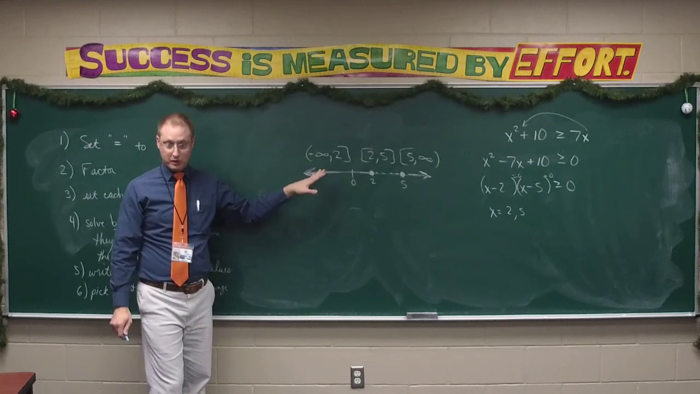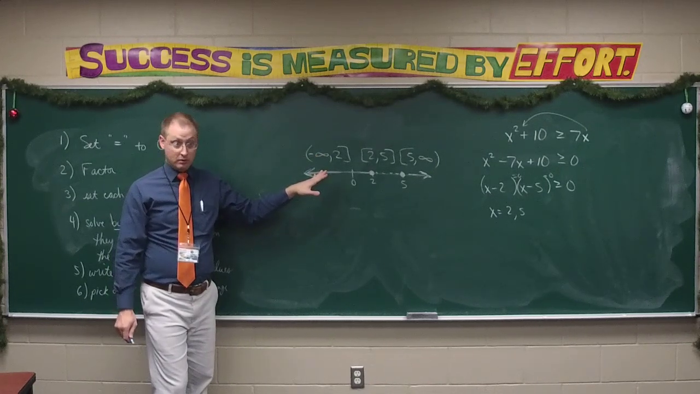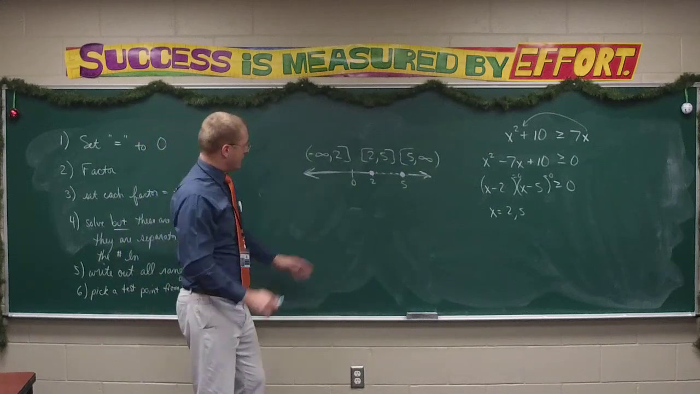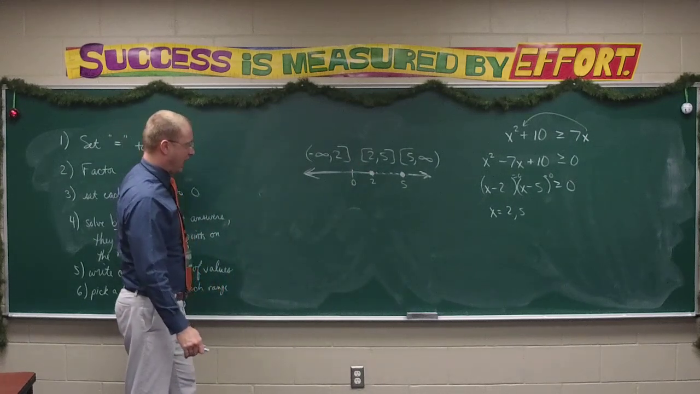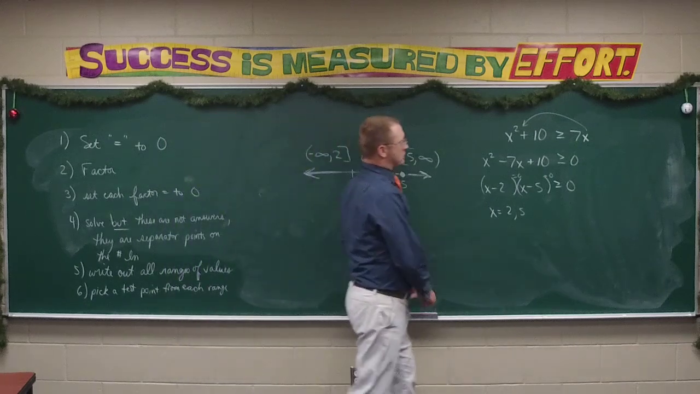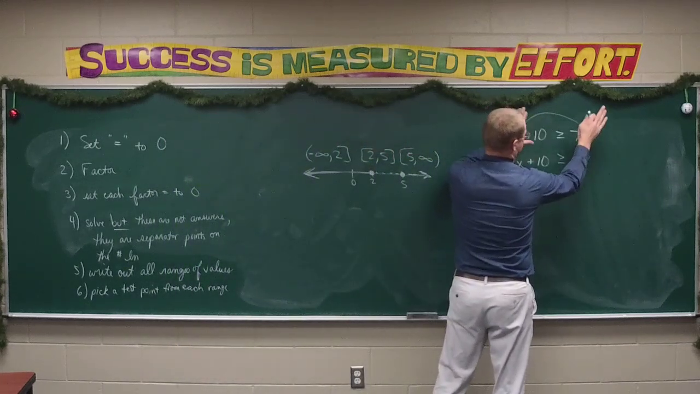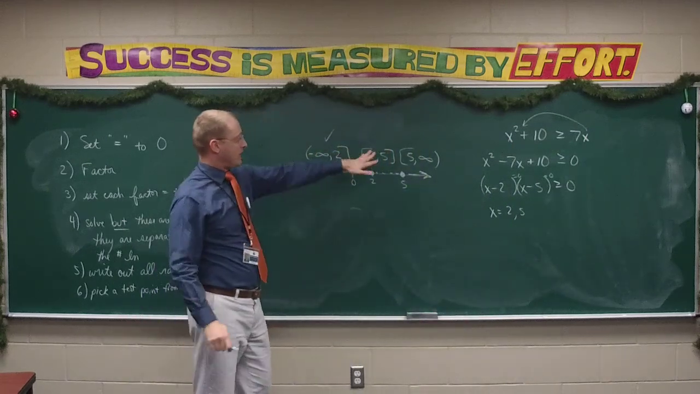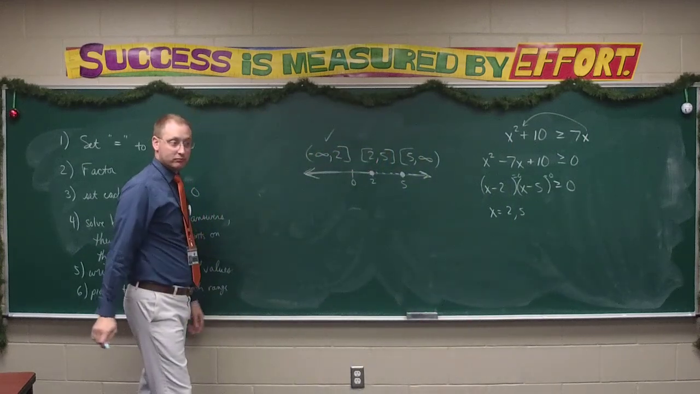Questions on how we got the 3 ranges? Any questions? Don't want to lose anybody. We good? All right. Now we pick a random value. Some random, or not so random, number that is smaller than 2. 0. I love 0. Thank you. So we plug in a 0. Bam, this is gone. Is 10 bigger than nothing? Yeah. Now a not so random value in between 2 and 5.